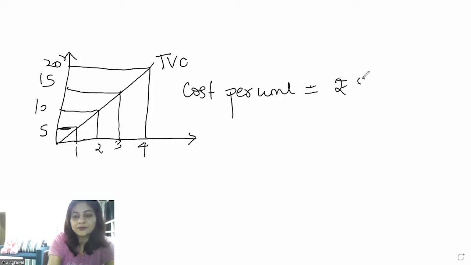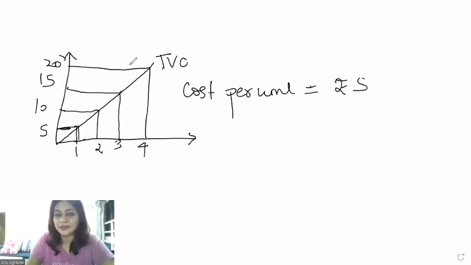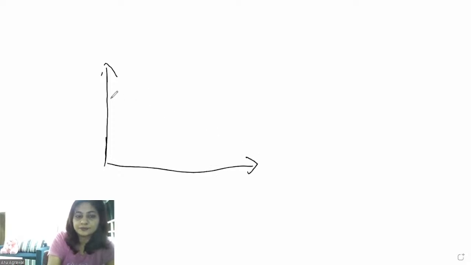The cost per unit is ₹5. You produce 1 unit, the total cost is 5. You produce 2 units, it is 5 into 2, 10. You produce 3 units, 5 into 3, 15. You produce 4 units, it is 5 into 4, 20. Now this is about variable cost. On the other side, if I say that the cost is fixed, let's say ₹50,000.